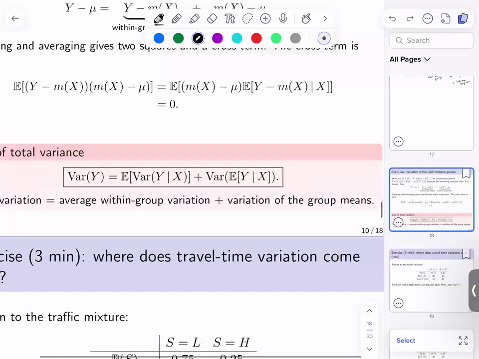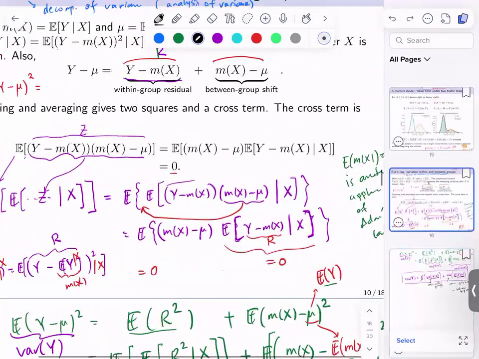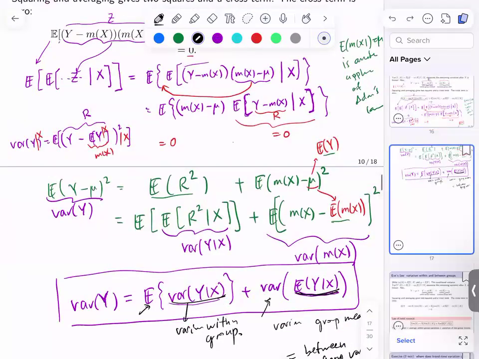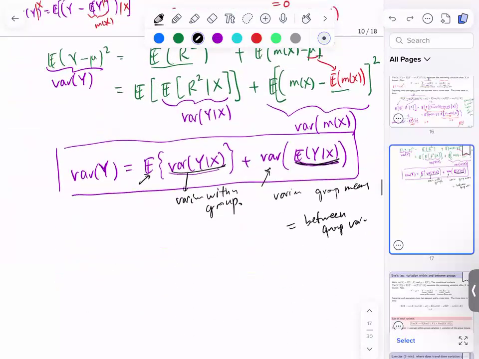And the key was the fact that this cross term vanishes and then a lot of applications of the Adam's law. So basically you go back and forth between expectations, and we use the Adam's law once here, and once here again. So go through the proof.